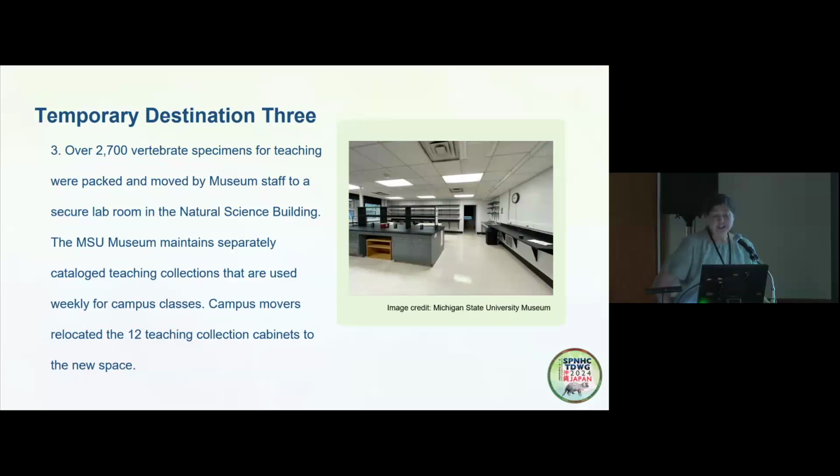Our third temporary destination involved space for our teaching collections. We have over 2,700 vertebrate specimens that are used for teaching on our campus. They're used every week of the academic year. And these were moved to a laboratory space in a different campus building, but also located 0.8 kilometers, or 0.5 miles, away from the museum building. And our university movers moved 12 teaching cabinets to the new space.